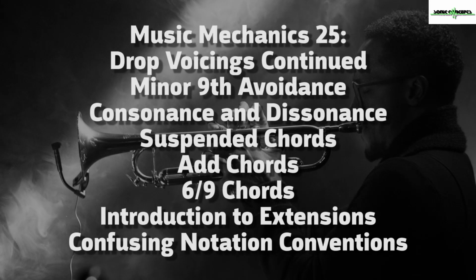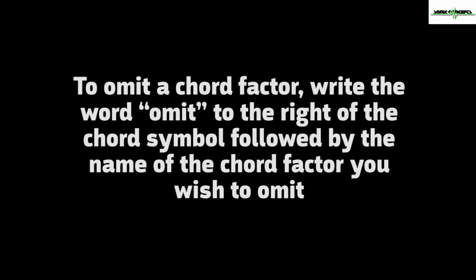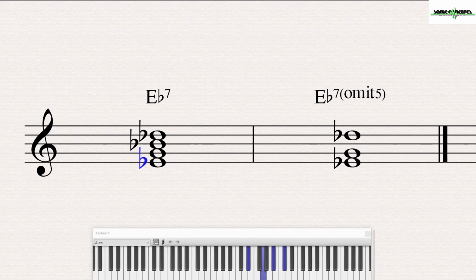In the last episode, we discussed add chords where notes other than chord factors are added to a chord. It's also possible to do the opposite, namely to omit chord factors in a chord. To omit a particular chord factor, write the word omit to the right of the chord symbol followed by the name of the chord factor you wish to omit. For example, if you wish to write an E-flat dominant 7th without the 5th, write E-flat 7, omit 5. Let's hear how these sound.